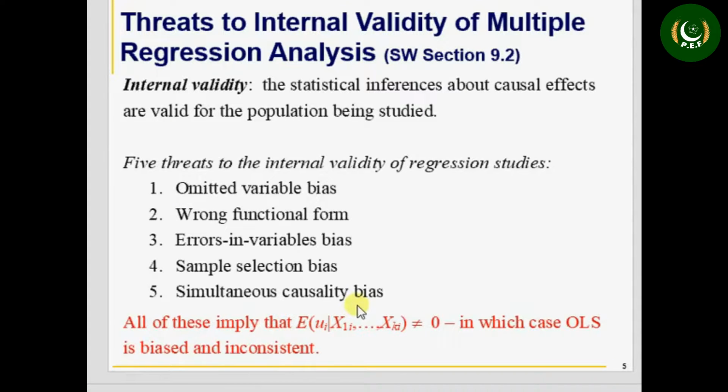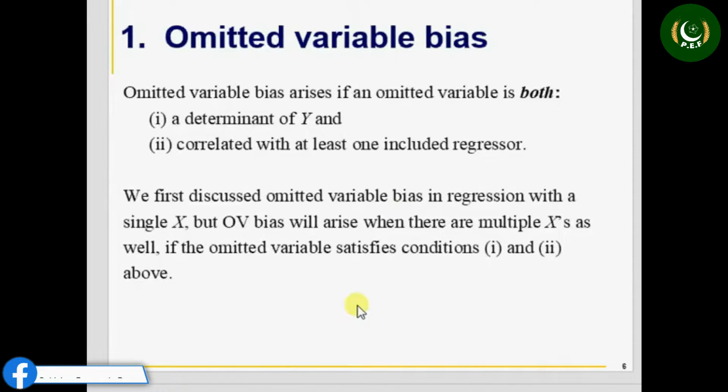So what are the main threats to the internal validity of a model? That's the main topic. Omitted variable bias, which I have discussed time and again; wrong functional form; errors in variables bias; sample selection bias; and simultaneous causality bias. So these are five threats. The first one I discussed in Chapter 6: if a variable is a determinant of y and is correlated with x and you don't include it, it will lead to omitted variable bias.